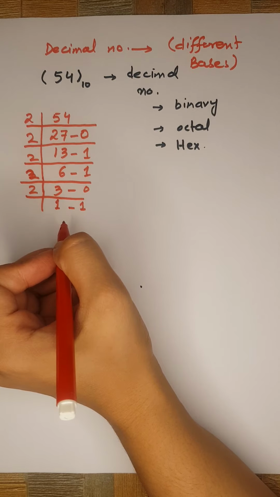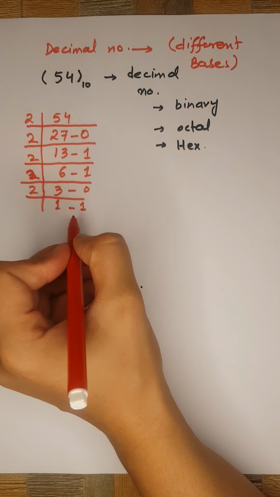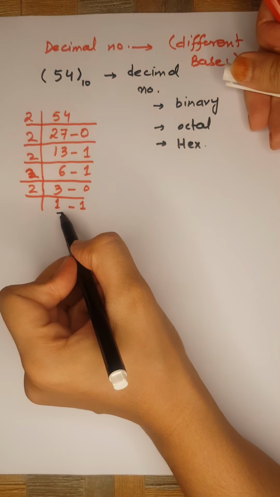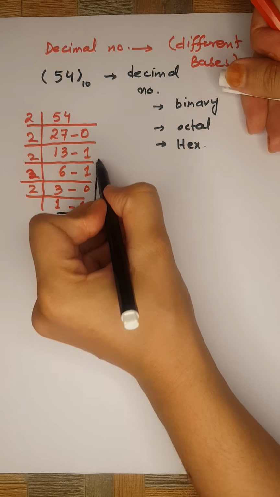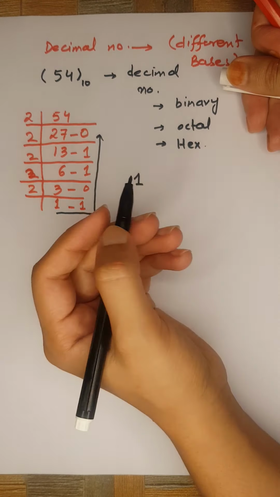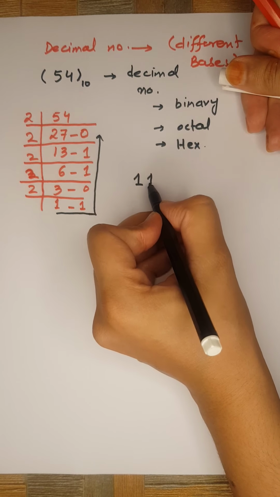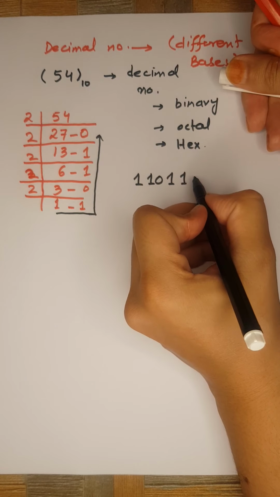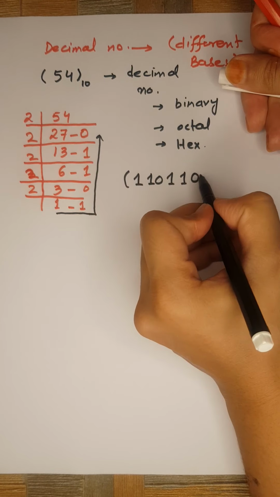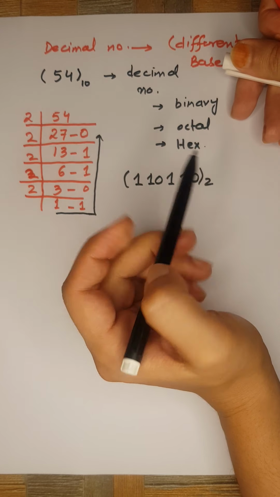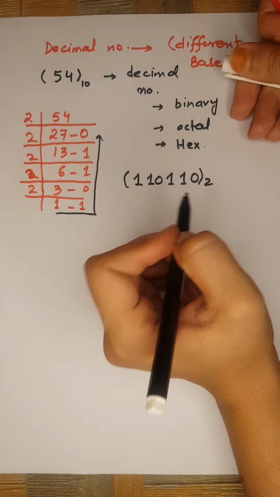Usually when the quotient left is equal to 1, we are done. No further division is possible, so we will start writing from here and go upward. So I will start writing from the leftmost side, 1 1 0, then 1, then 1, and finally 0. So in this way 54 is converted into binary.